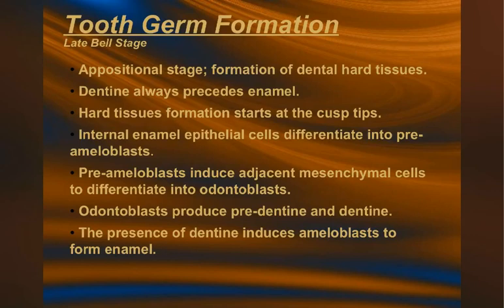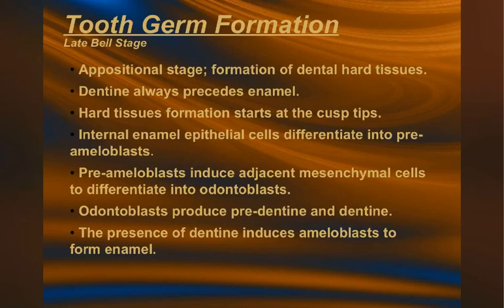Late bell stage is also called the appositional stage because there is formation of hard tissues. Dentine always precedes enamel. Hard tissue formation starts at the cusp tip or incisal edge, so not the whole crown starts secreting. The secretion of dentine followed by enamel starts at the cusp tip or incisal edge, then spreads to the rest of the crown until it reaches the cervix of the crown.